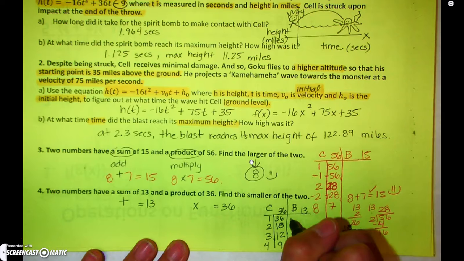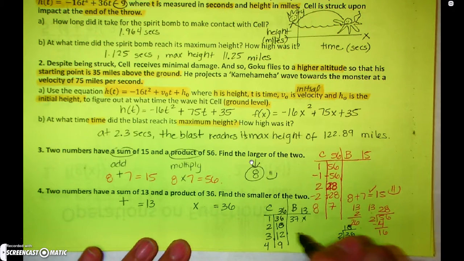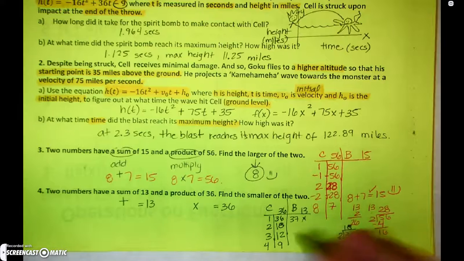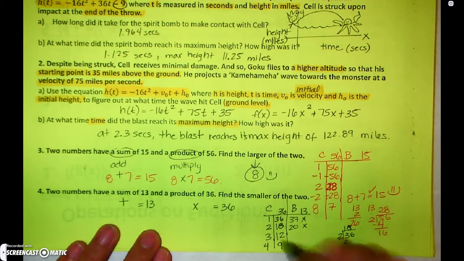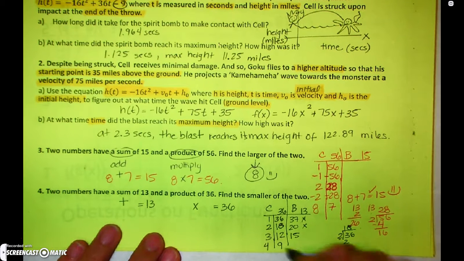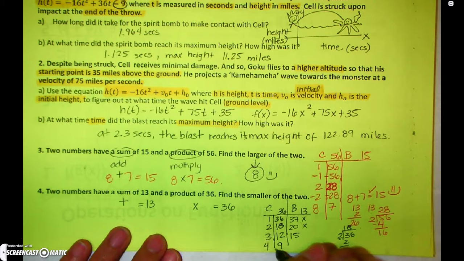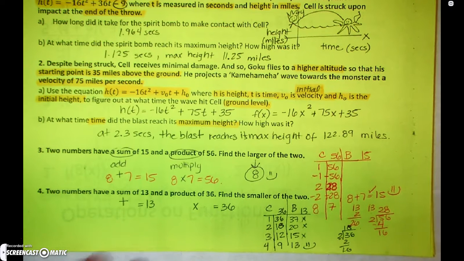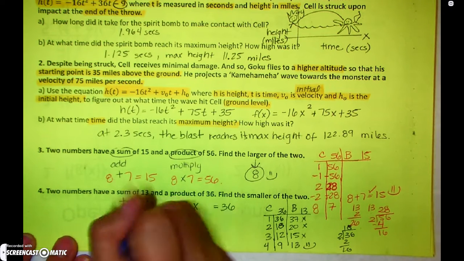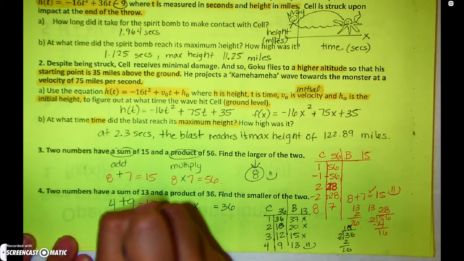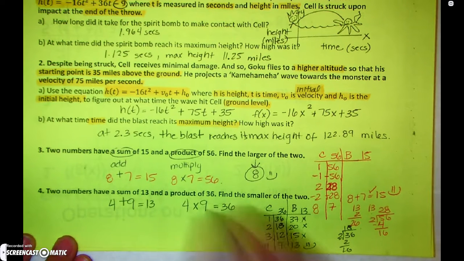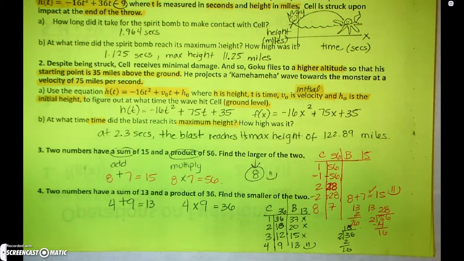Okay, so if I add 36 plus 1, I get 37. 2 plus 18 is 20. 3 plus 12 is 15. And 4 times 9, or 4 plus 9, is 13. Hey! So the two numbers that I can add together, 4 plus 9 gives you 13. If I multiply 4 times 9, you get 36.